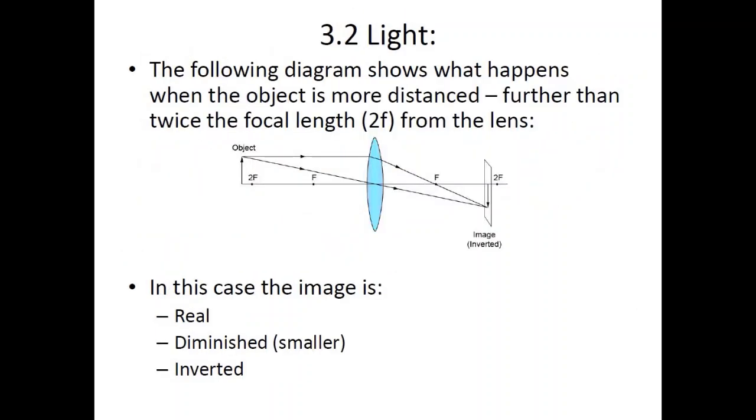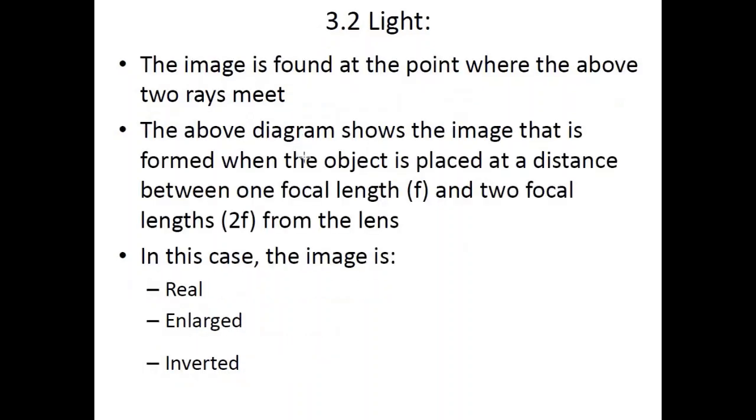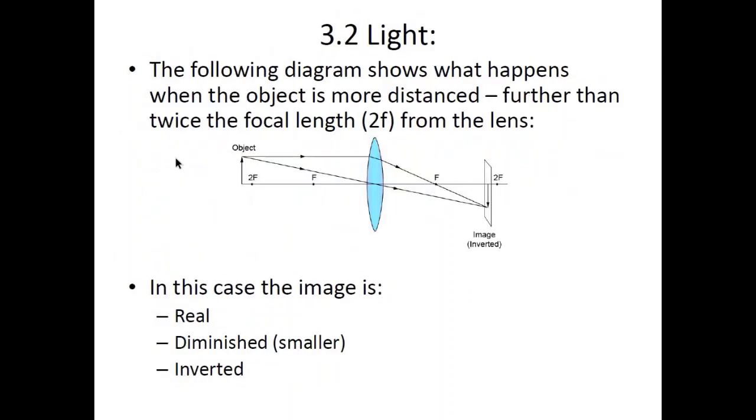The following diagram shows what happens when the object is more distant, meaning it is more than 2f away from the lens. In this case, the image is inverted, the image is diminished or smaller, and it is real. The image would be formed slightly beyond the 2f mark on the right hand side.